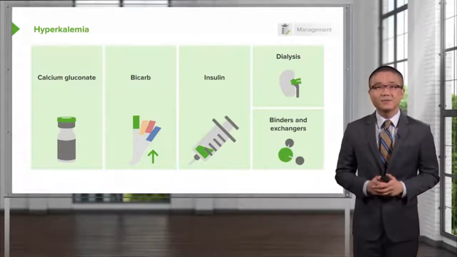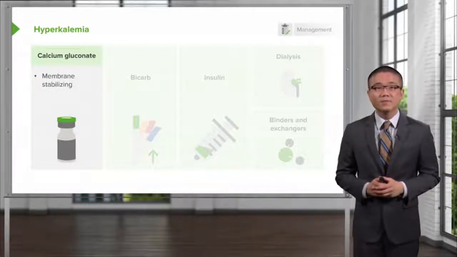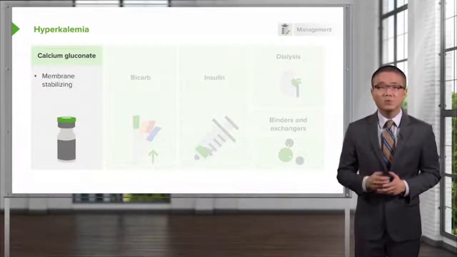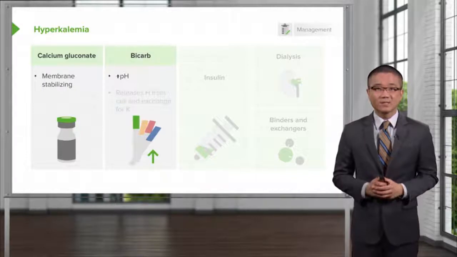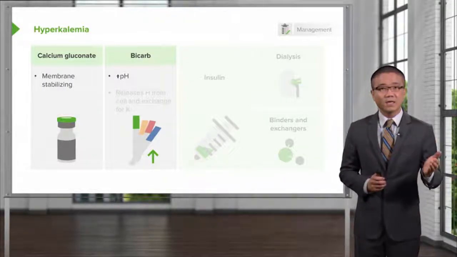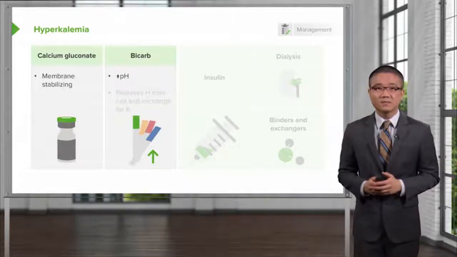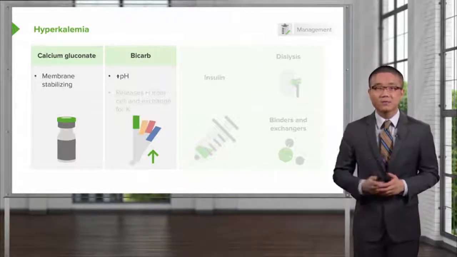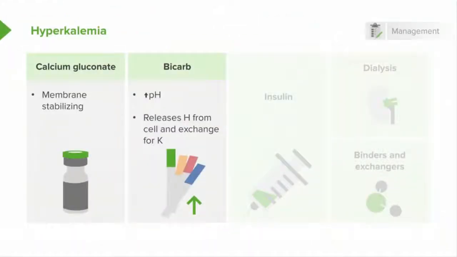First, calcium gluconate. Calcium gluconate contributes to membrane stabilization of the myocardium induced by hyperkalemia. Next, use of bicarb. Recall that acidemia causes transcellular shifting of intracellular potassium into the extracellular space. Bicarb increases the pH and drives the transcellular shifting in the reverse process. This also releases hydrogen from the cell in exchange for potassium.